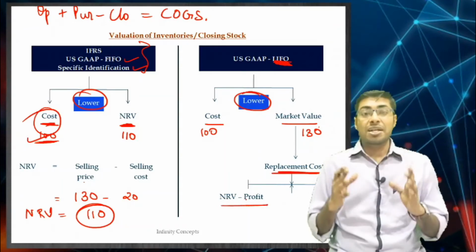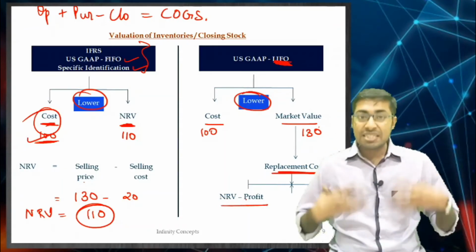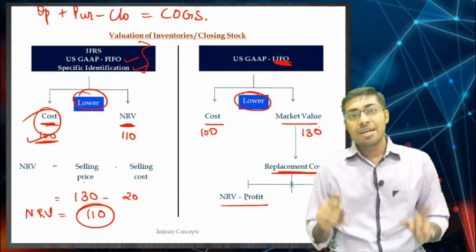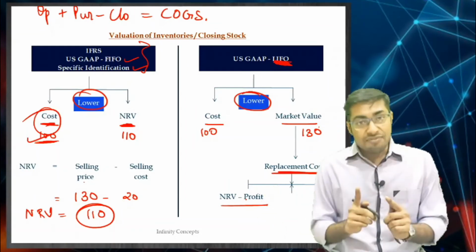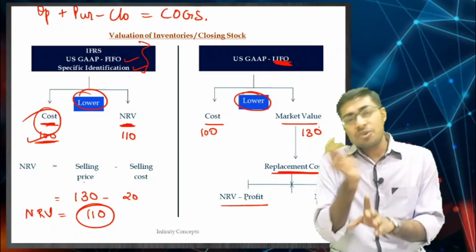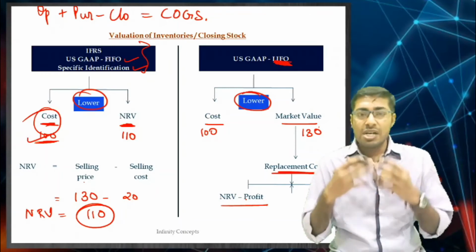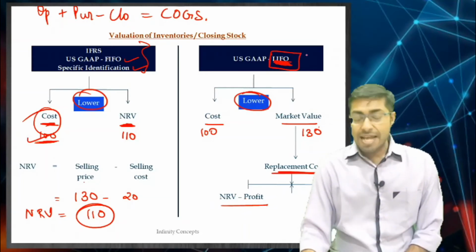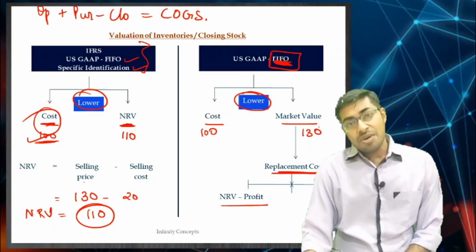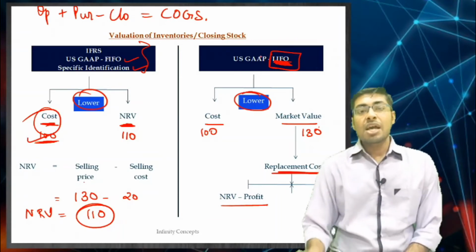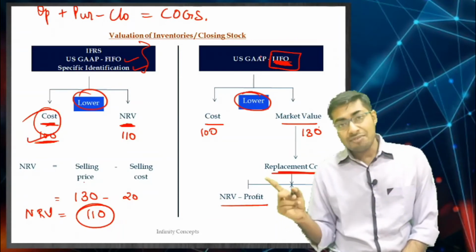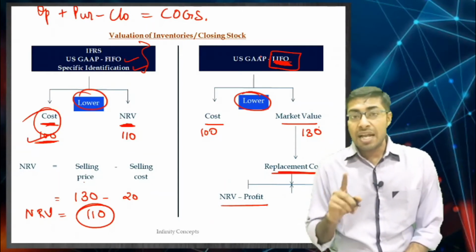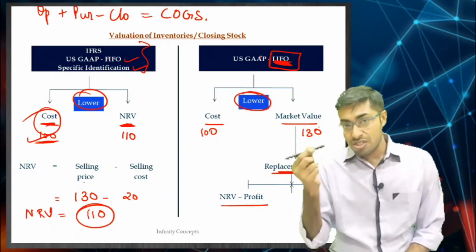Now, something important. You will have to memorize this, there is no other way out. As per US GAAP LIFO, and LIFO is only allowed in US GAAP, so there is no use spelling out US GAAP again and again, the valuation of closing stock is going to be cost or market value, whichever is lower. Now, what is market value? Market value is the replacement cost.